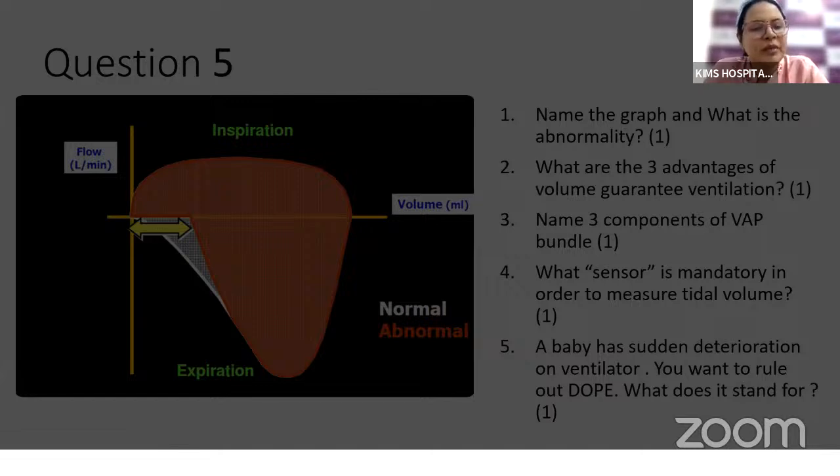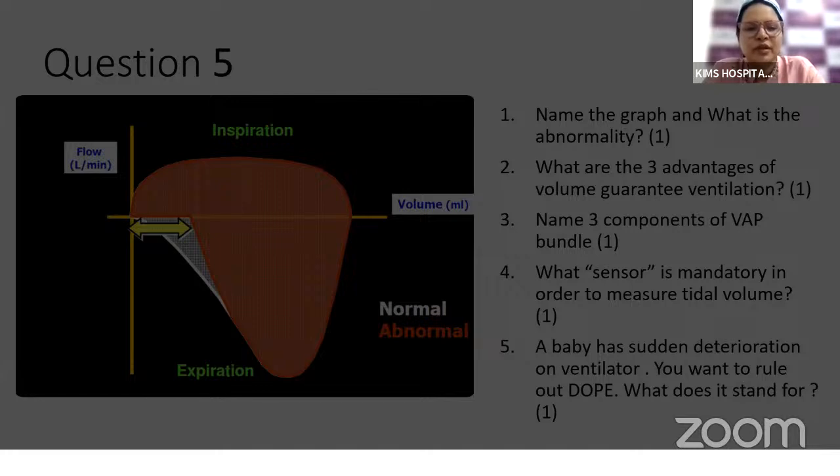So this particular pulmonary graphic is called a flow volume loop. It has flow represented on the y-axis and volume on the x-axis. And flow volume loop is one of the commonly used pulmonary graphics to find out various ventilator-related misadventures like air leak or air trapping.